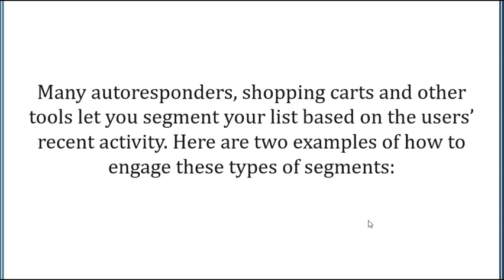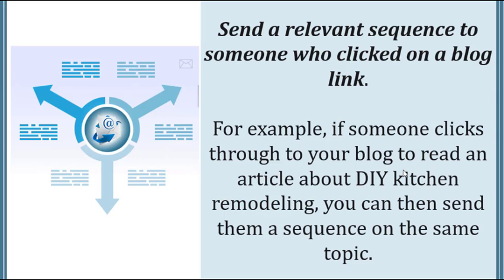Number 12, 2 ways to engage recent activity segments. Now, many autoresponders, shopping carts, and other tools let you segment your list based on the user's recent activity. Here are 2 examples of how to engage these types of segments. Send a relevant sequence to someone who clicked on a blog link. For example, if someone clicks through to your blog to read an article about DIY kitchen remodeling, you can then send them a sequence on the same topic.